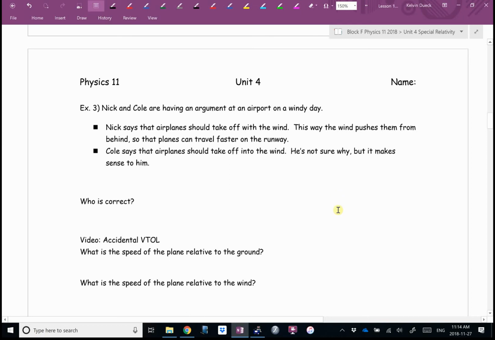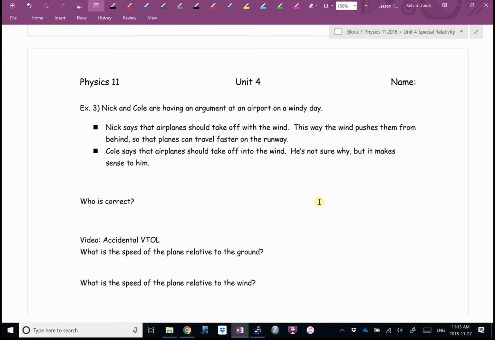Nick and Cole are having an argument at an airport on a windy day. Nick says that airplanes should take off with the wind. He says that way the wind pushes them from behind and the planes will travel faster down the runway. Cole says that airplanes should take off facing the wind, into the wind. He's not sure why, but it kind of makes sense to him. Who's correct?